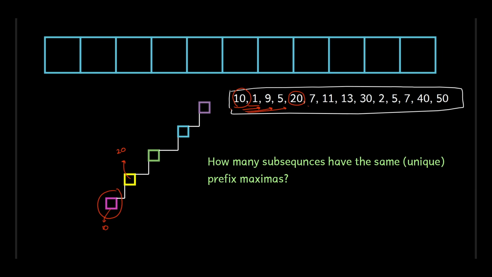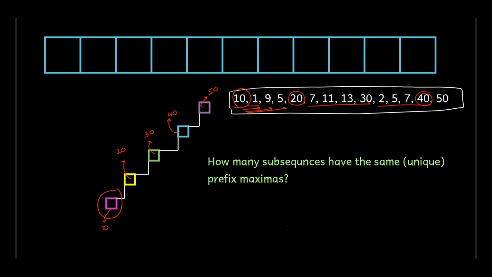Then you keep going to the right, the prefix maxima does not change until at this point it jumps to 30, and you can see that the prefix maxima will always be non-decreasing. And then you keep going to the right and then you eventually hit 40. So these are the elements that do not change the prefix maxima, and this is 40. And then you keep going to the right and then you hit 50.